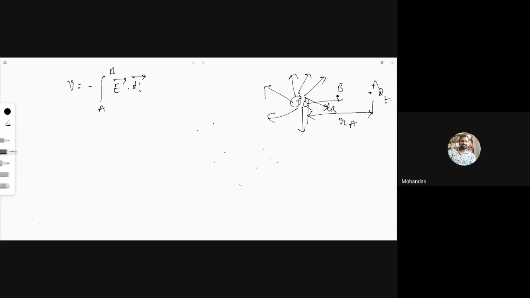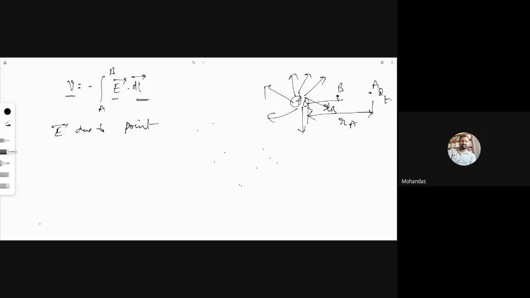Is the whiteboard visible to everyone? Please respond. Yes, sir. Okay, right. So, this is the electric potential formula. V is electric potential, which is equal to minus integral A to B E dot dl. And if you substitute the E, what is the E due to a point charge?